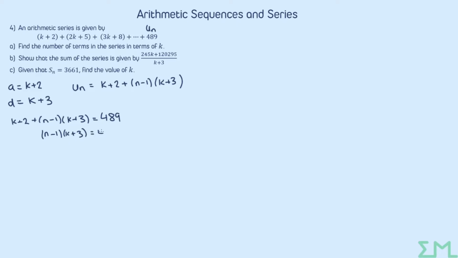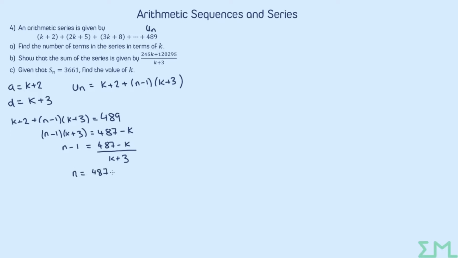So that would be 487 minus k, because I took away the 2 as well and the k. Then I'm going to divide by k plus 3, so 487 minus k over k plus 3. And then we need to add 1 to both sides.